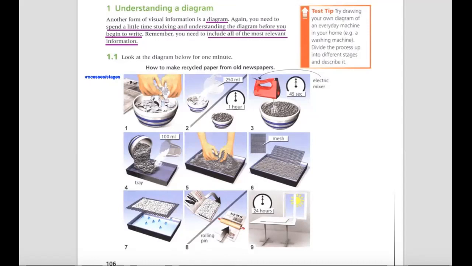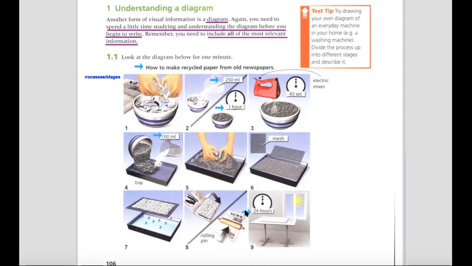So before you start writing anything, you should spend a few minutes just studying the diagram. And there's some things that you can look for. So first of all, the title. This will tell you what the process is about. The second thing to look for is any numbers or words on the diagram. So for example, here are some numbers: 200 milliliters, 1 hour, 100 milliliters, 24 hours. So this will give you some information about what's happening.